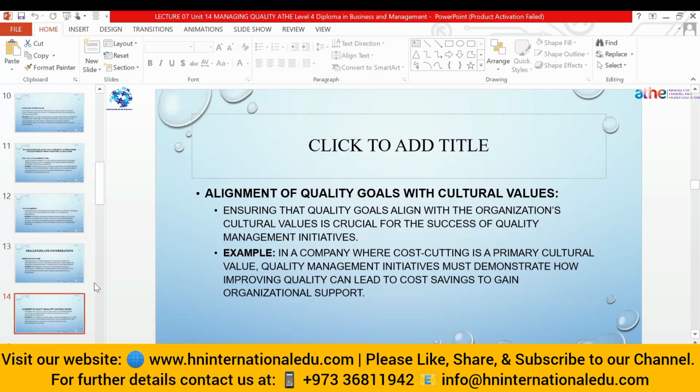Alignment of the quality goals with the cultural values. Ensuring that the quality goals align with the organization's cultural values is crucial for the success of quality management initiatives. That is, whatsoever decisions you are taking, you need to align it, you need to be parallel with the goals of the organization and the cultural values as well. For example, in a company where cost cutting, that is reducing the daily cost, is a primary cultural value, quality management initiatives must demonstrate how improving quality can lead to cost savings to gain organizational support, because this is your, you can say, ethnic belief in the organization.